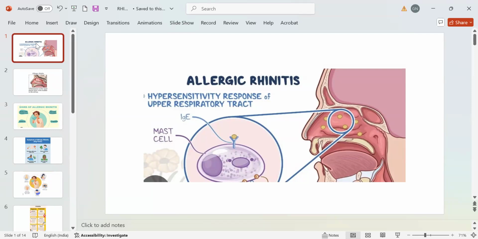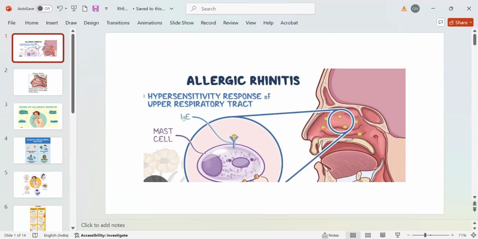Allergic rhinitis is not the same as infectious rhinitis. It is also known as common cold. It is not contagious because it is not infectious. It is allergic. So what triggers allergic rhinitis?